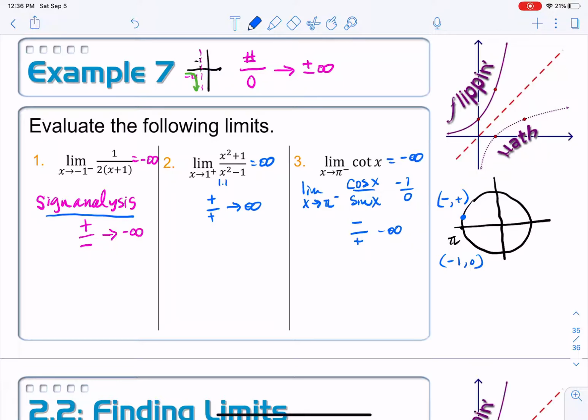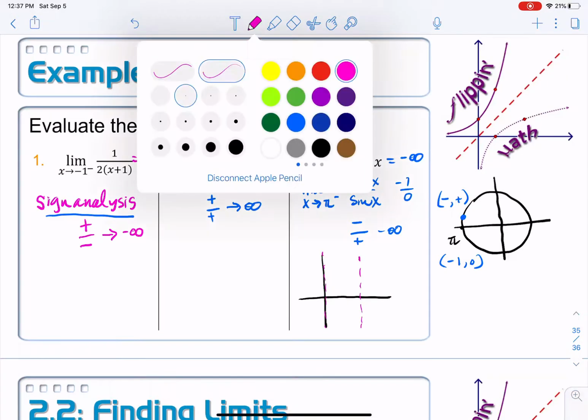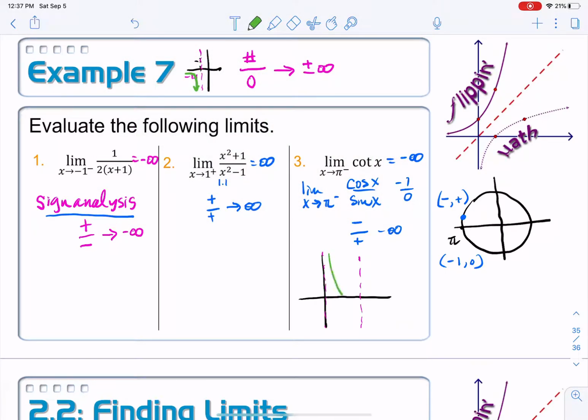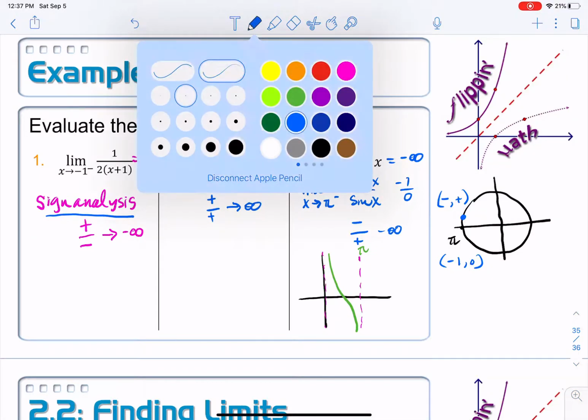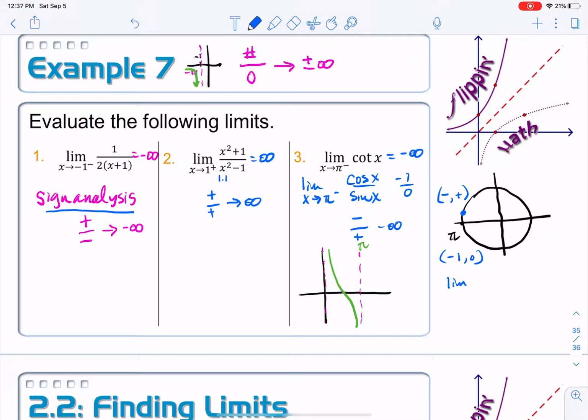So if you were to think of the graph for cotangent, it has a vertical asymptote here at the y-axis, it also has one at pi, and then your actual graph looks like this. And then here's pi. And then we can see that this graph is indeed decreasing without bound on the left side of pi. But what if this said the limit as x approaches pi from the right-hand side of cotangent of x?